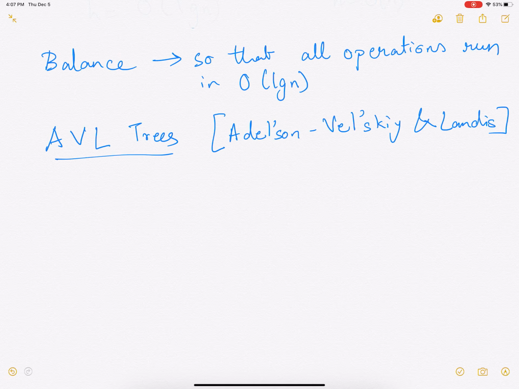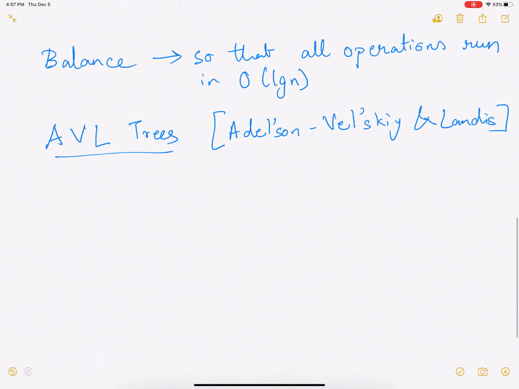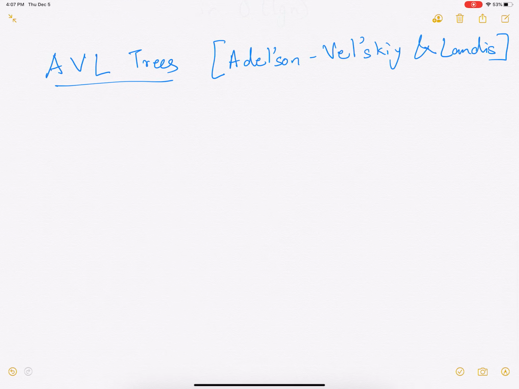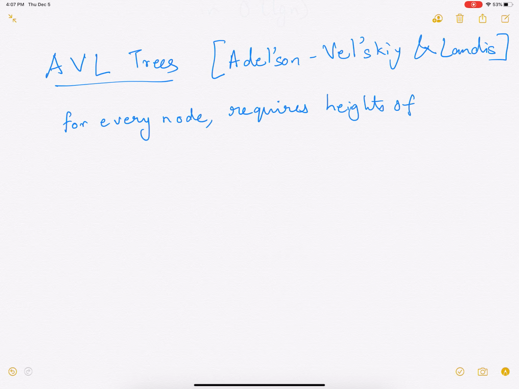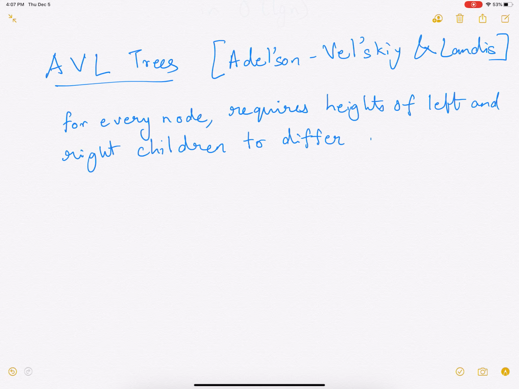Now, in an AVL tree, to make sure that the tree is balanced, what we have is, for every node, the AVL tree requires the heights of the left and right children to differ by at most ±1. Okay, so what does this mean? We'll talk about this with an example, but you want the heights at every node to differ by at most ±1.